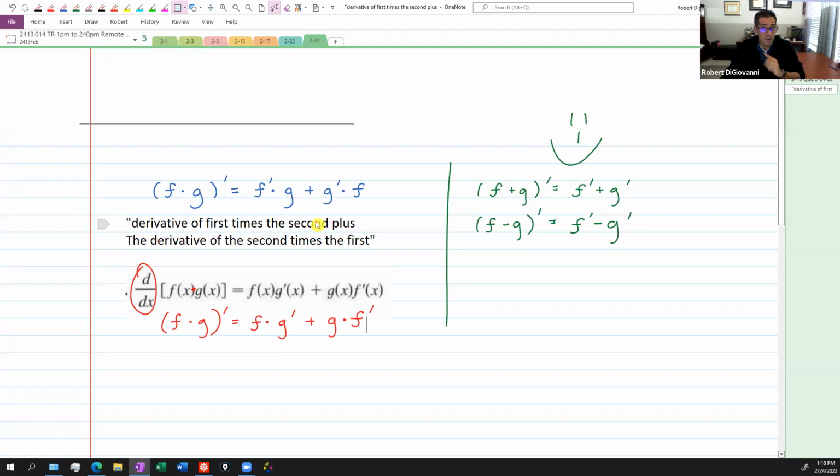Okay, there's a reason why I do it this way, all right? And I'll explain it to you when we get to the next rule. But I just want to point out that these are the same things, right? Because in this first one, it's the derivative of f times g, and that's this.